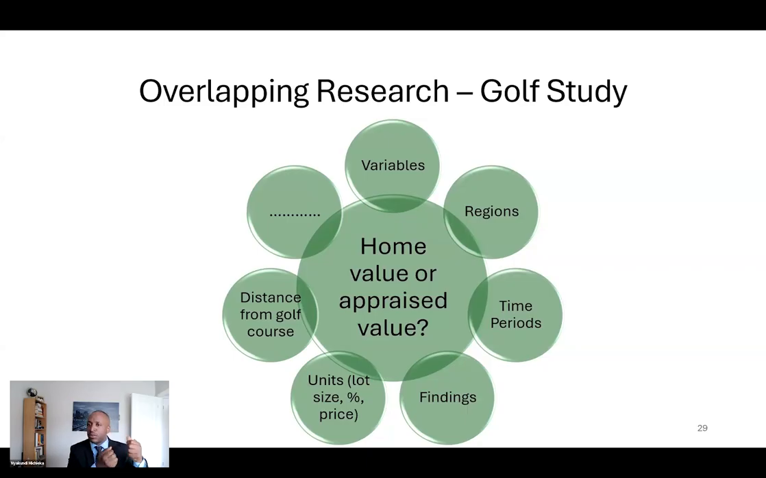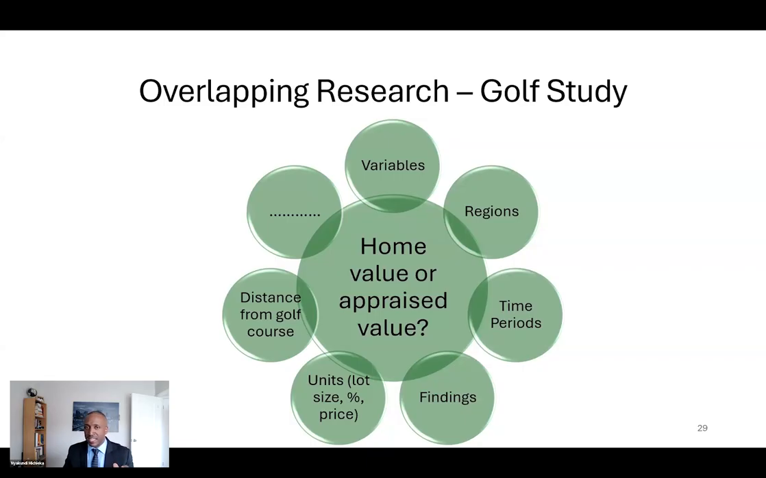And the choice of the variables that we used were unique to our study. The region that we focused on was unique. The time period we focused on was unique. Our findings were different. Of course, we used distance from the square footage, distance from the golf course, and also our dependent variable at the time was home value or appraised value. So we had to come out very, very clear in what we were trying to do and what our findings were at the time for this particular study.